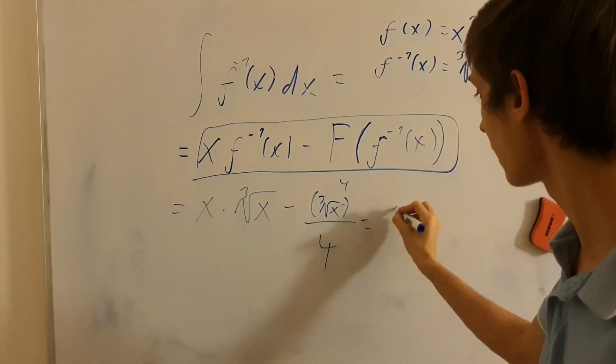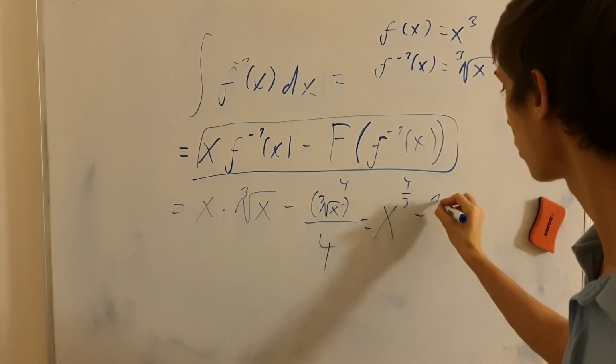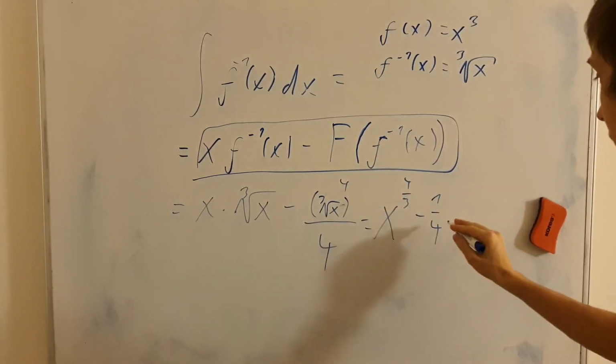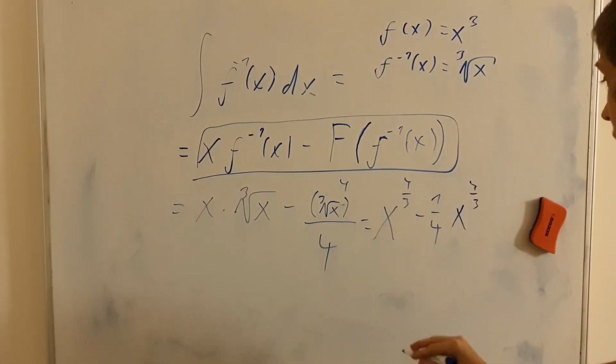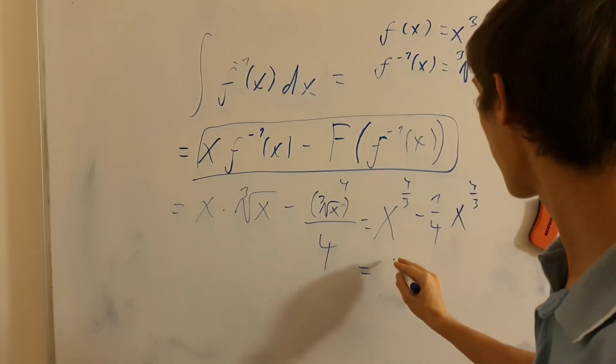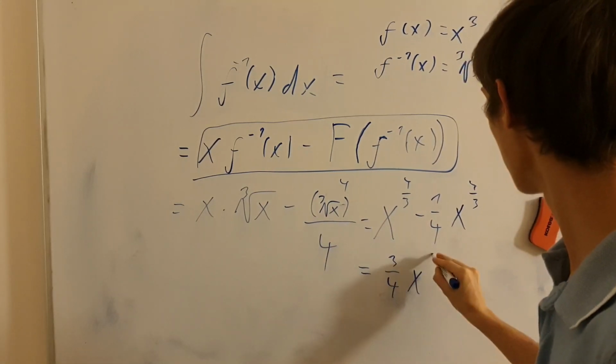Alright, so what this gives is x to the 4/3 minus 1/4 x to the 4/3. So indeed, this gives 3/4 x to the 4/3.